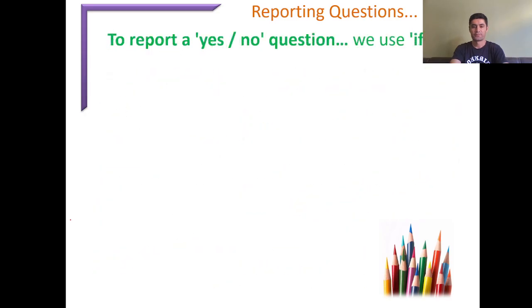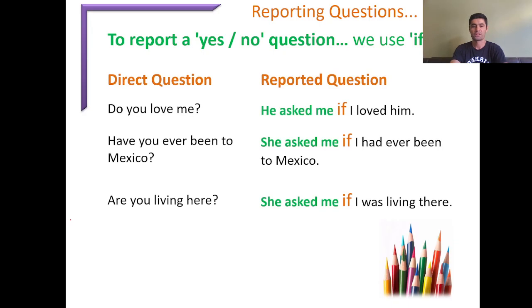Next, we will learn how to report yes-no questions. You know, yes-no questions are normally asked by using the auxiliary verb. For example, do you love me? He asked me. Here the key word to report a yes-no question is if. The word if helps us. For example, he asked me if I loved him. The tense changes again. This is present simple, changing to past simple, and the word that is helping us to report this sentence is if. He asked me if I loved him.